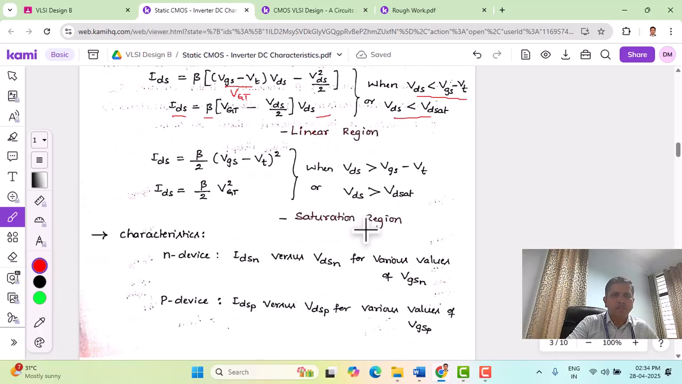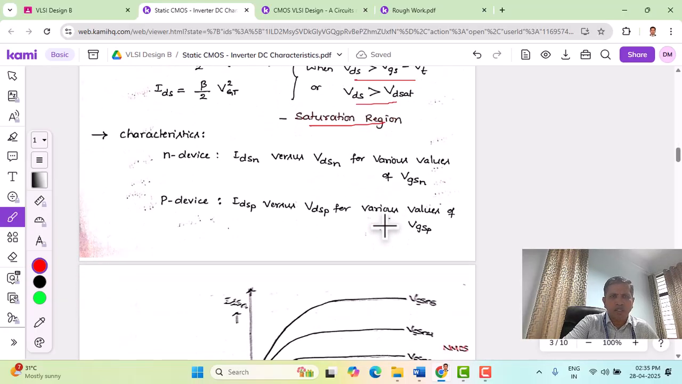The current in the saturation region is as follows. The drain to source saturation current is beta by 2 times (VGS minus VT) whole square. This can be written shortly as beta by 2 into VGT whole square. And the condition required to maintain the transistor in the saturation region is that the drain to source voltage must be greater than the gate to source voltage minus the threshold voltage. Alternatively, the drain to source voltage should be greater than the drain to source saturation voltage. So these are the conditions required to operate the transistor in the saturation region.